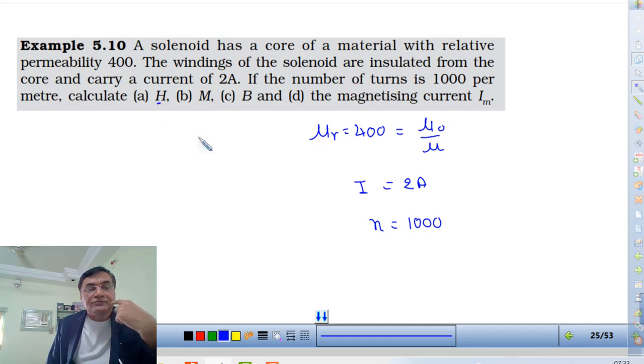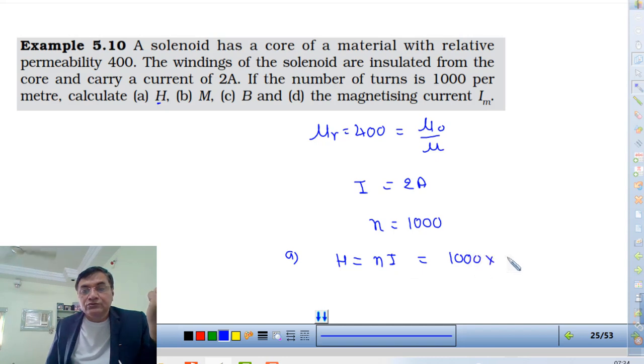You calculate H. So during the theory, I mentioned that H is nothing but magnetic intensity, but you can write H is equal to n I, where I is the current flowing in the solenoid and n is the number of turns per unit length. So 1000 into 2 is equal to 2000. This part is not given in your text, but I mentioned it when explaining the theory. So 2000 ampere per meter.